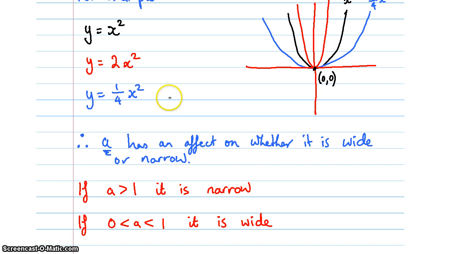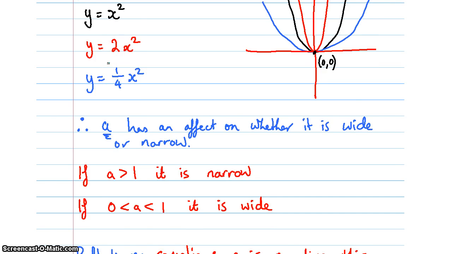Okay, so every graph always has a dilation, but a lot of the time the dilation is actually 1. But sometimes the dilation can be bigger than 1. So this is a dilation by a factor of 2 from the x-axis, and this is a dilation by a factor of a quarter from the x-axis.